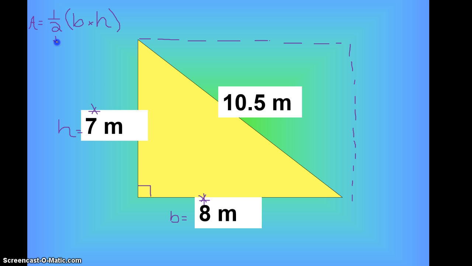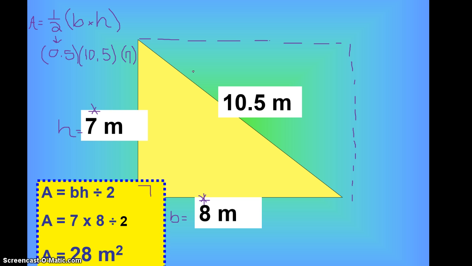And just like last time, to make it calculator friendly, if you want to turn this into a decimal, you can. You can also multiply 10.5 times 7 and then just cut it in half by dividing it by 2, whichever you prefer. Go ahead and hit pause to find the area. And the area for this triangle is 28 meters squared.